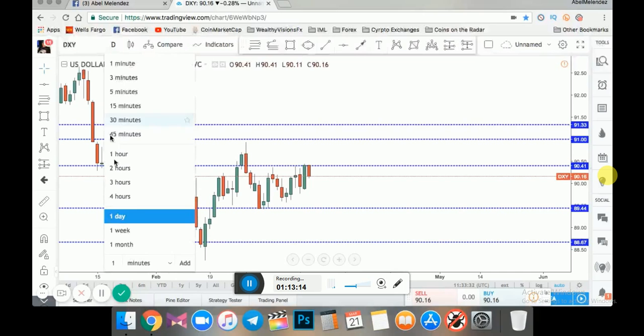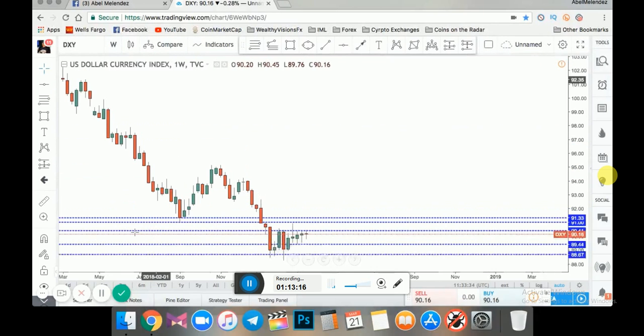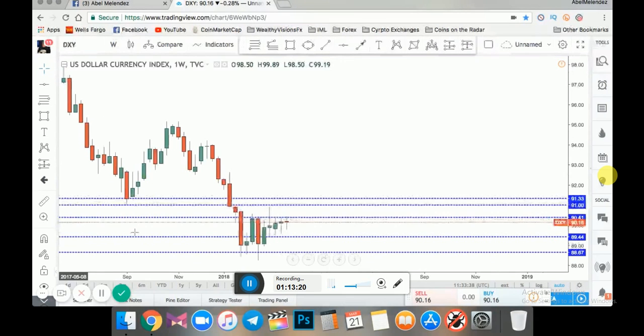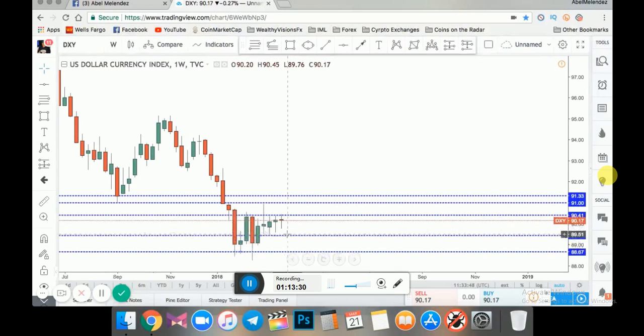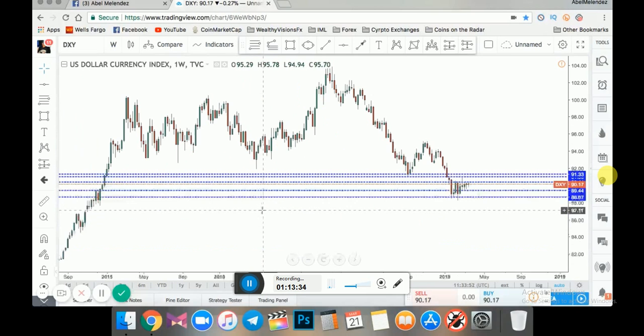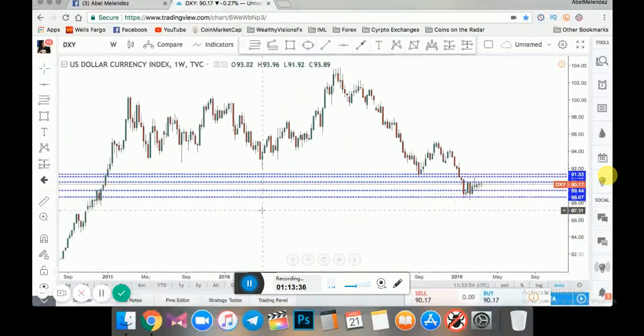Let's see what the weeklies are looking at. Look at the weekly. The weekly time frame itself is just a lot of indecision in this pair, on the dollar itself. For the past month, past 4 weeks, it hasn't been doing much whatsoever. It's just been consolidating like crazy. But if we go out more, when you expand more, you see exactly what is going on.